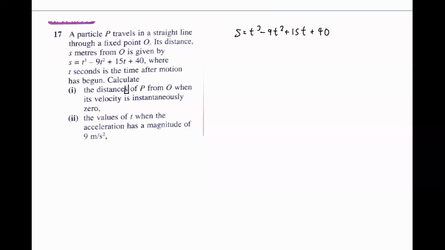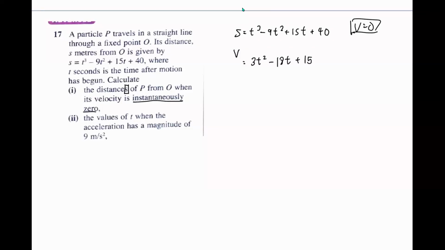Notice they use the plural word here, so we've got two different distances. So instantaneously at rest, or sorry, instantaneously 0. Okay, here they really tell you v equals 0. So you have to first find the v. S to v, differentiate or integrate? Differentiate. Displacement to velocity, you want to differentiate. So you get 3t square minus 9 times 2, 18t plus 15. That's it.